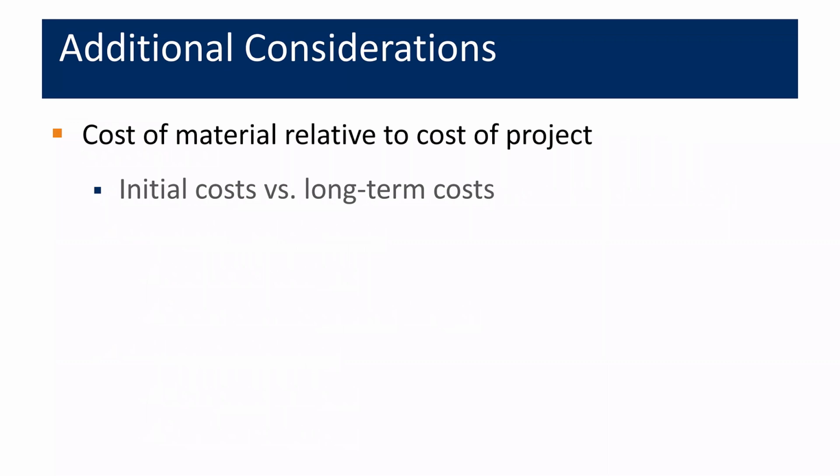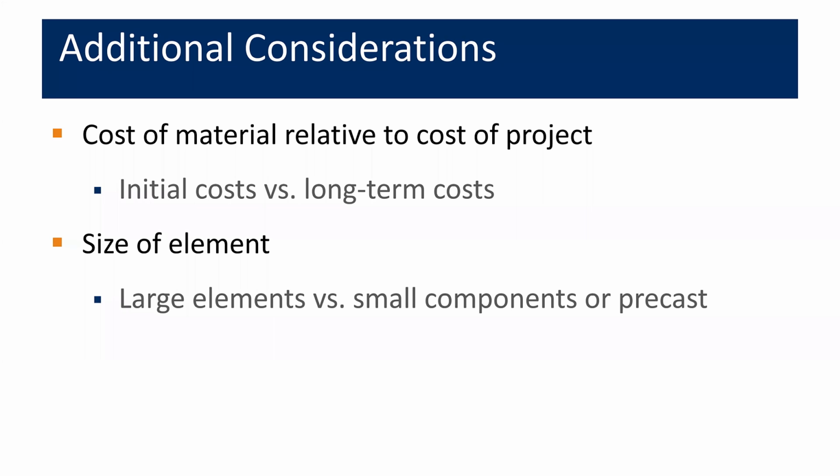But there's also some additional considerations. You know, UHPC is not going to be the solution for every project. One of the biggest considerations is going to be the cost of the material relative to the total cost of the project. UHPC is typically pretty expensive, on the order of $1,000 to $2,000 per cubic yard, possibly even more. So those initial costs are going to be weighed against the long-term costs of the project. Can you use this higher cost material because you're going to have reduced need for repairs in the long term, for example?